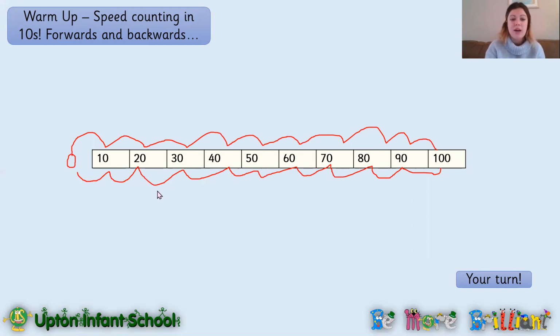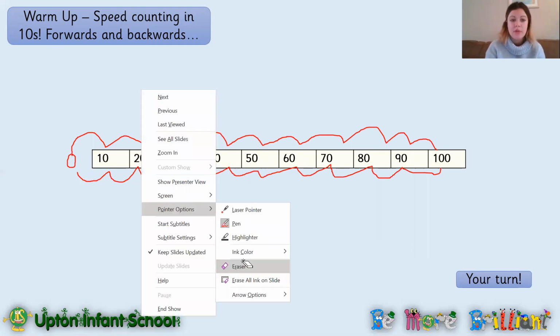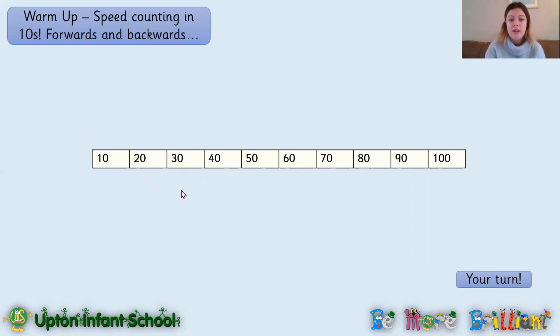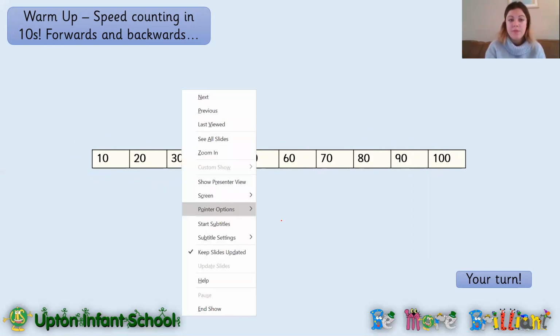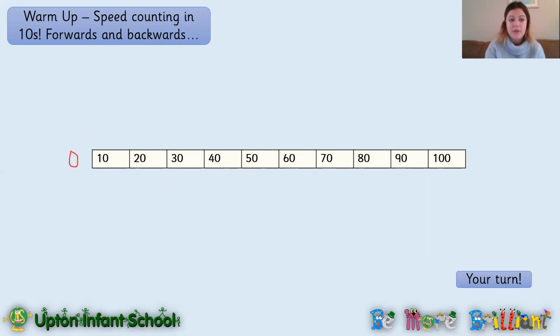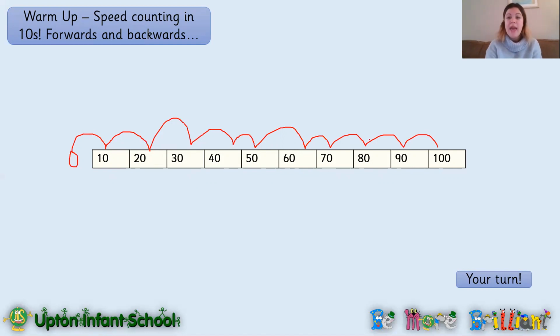I'm just going to rub this out, otherwise it will get a bit confusing. And we're going to do that again, but a bit quicker. Let's start from 0. 0, 10, 20, 30, 40, 50, 60, 70, 80, 90, 100. And let's go back again. 100, 90, 80, 70, 60, 50, 40, 30, 20, 10, 0. Be really careful. We're counting in tens, okay?